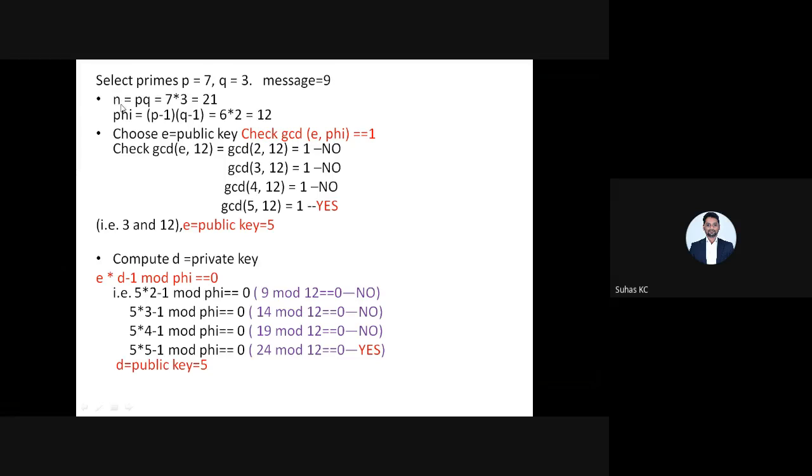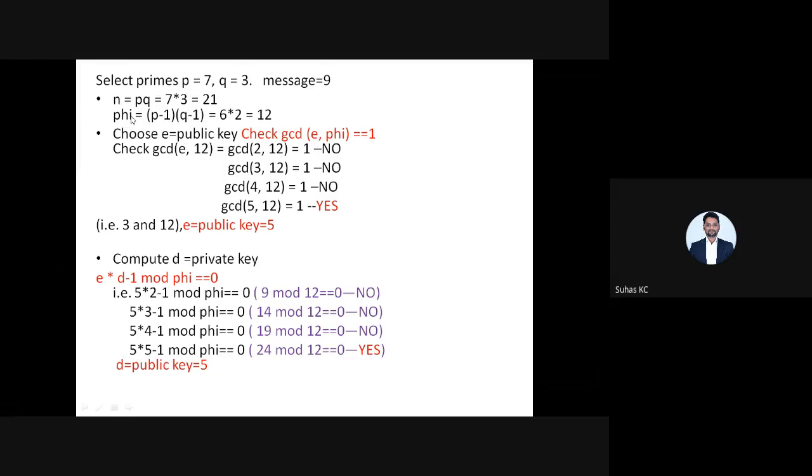Okay, second step: find the product of the two numbers. That is N is equal to P into Q, that is 7 into 3, which is 21. Next, you calculate the pi value, that is (P minus 1) into (Q minus 1). P minus 1 is 7 minus 1, which is 6. Q minus 1 is 3 minus 1, which is 2. 6 into 2 is 12. That is your pi value.